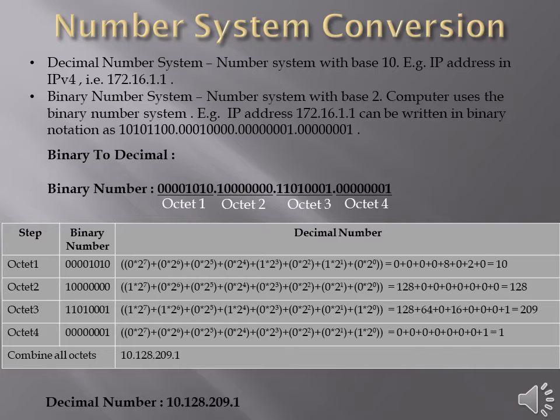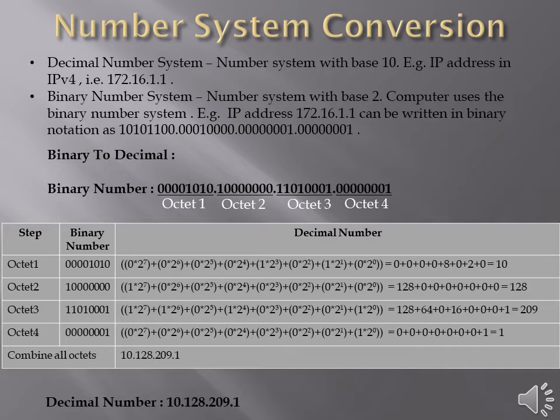Let's suppose the binary number is as written here, which in the first octet is 00001010 and octet 2 1 and all remaining 0. Octet 3 1101000001. In octet 4 00000001. So this is a binary number. Now we have to convert this number to the decimal number.